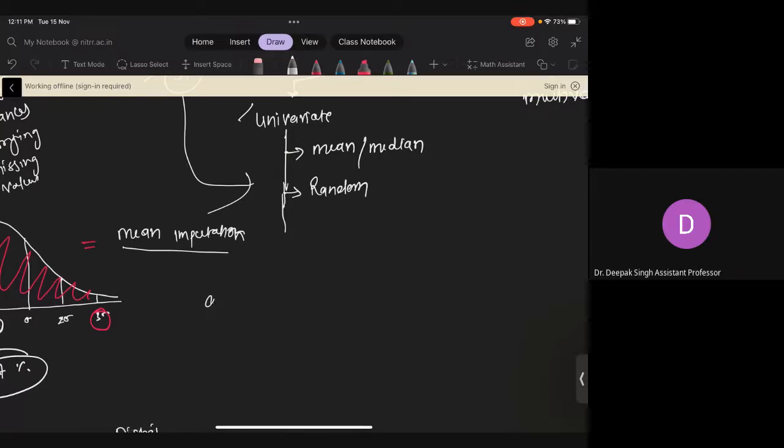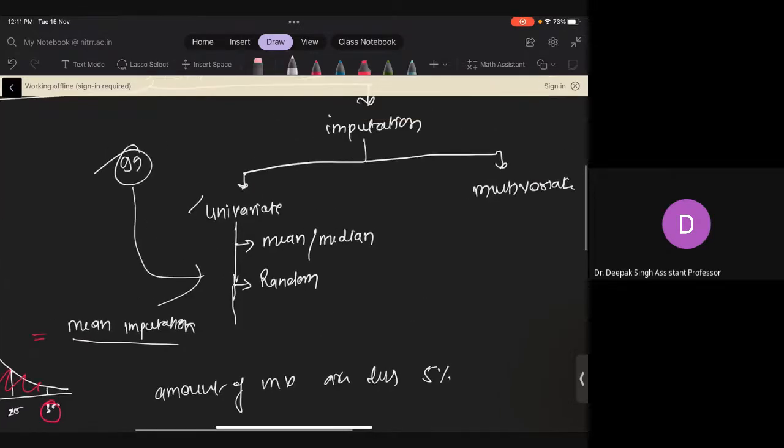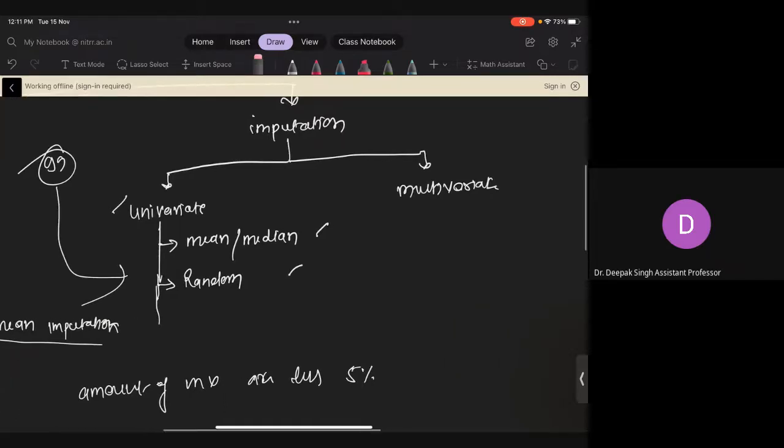If the amount of missing values is less than 5%, then it is better that we look for these solutions: univariate, mean, median, or random. If it is beyond 5%, better to go for the multivariate.